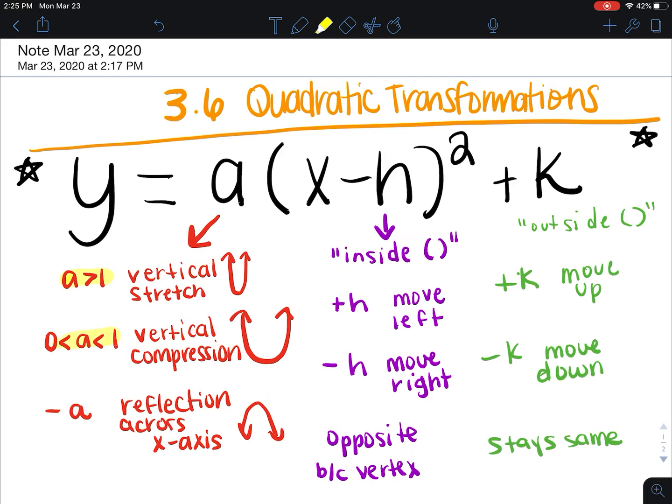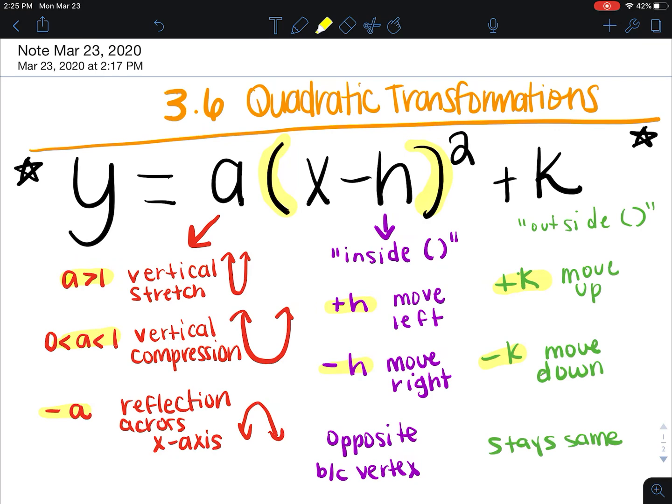The number out front, if it's bigger than 1, it stretches. If it's less than 1, it compresses. And then if it's negative, it flips. If we add inside the parentheses, we're moving to the left. If we subtract inside the parentheses, we're moving to the right. And then if we add on the outside, we're moving up, and subtract on the outside, we're moving down. So those are all the transformations that are going to take place.